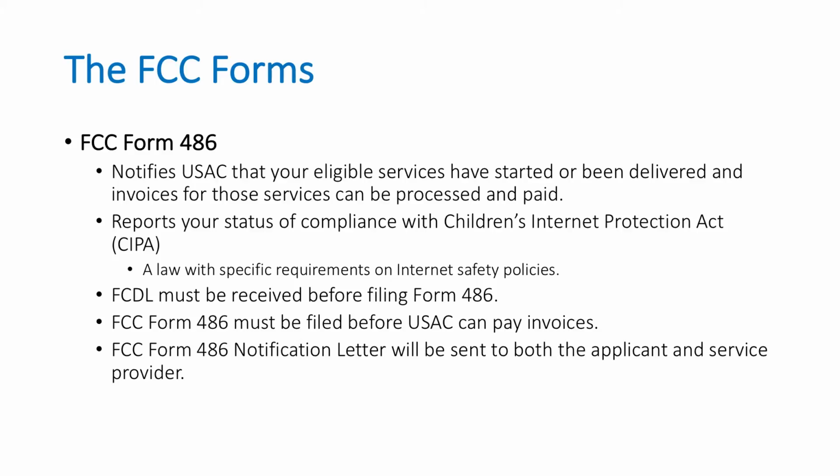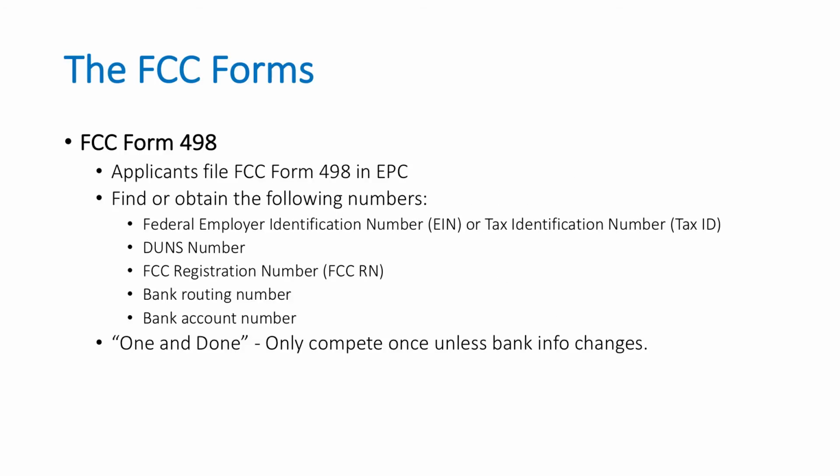486, as I said earlier, this is basically telling USAC that the services have started. Typically this is done after July 1st, and your services are CIPA compliant in terms of the internet services. So you have a filter that is CIPA compliance on your internet. Now there is a deadline on the 486: it's basically 120 days after you receive your funding commitment decision letter. So you want to get that done fairly quickly after July 1st typically.